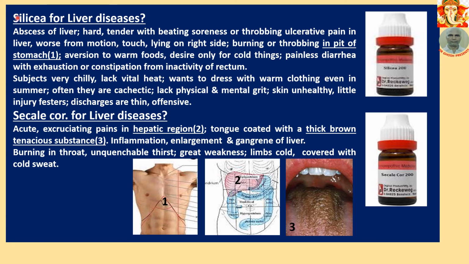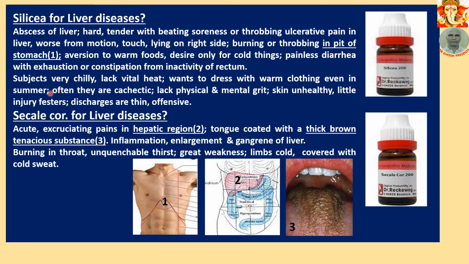This is the characteristic of Silicea. Painless diarrhea with exhaustion, or constipation from inactivity of rectum. Subjects very chilly, lack vital heat, want to dress with warm clothing even in summer. Often they are cachectic, lack physical and mental grit, skin unhealthy; a little injury festers, that is, causes pus. Discharges are thin and offensive.